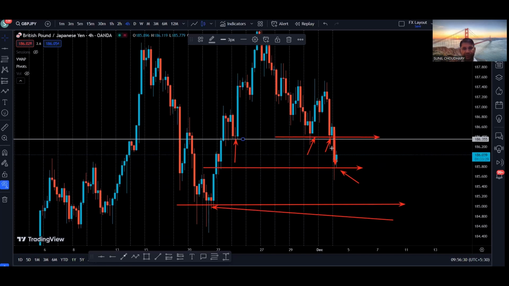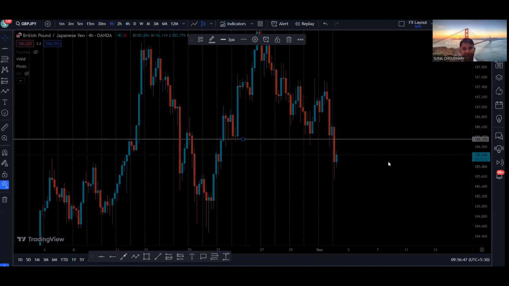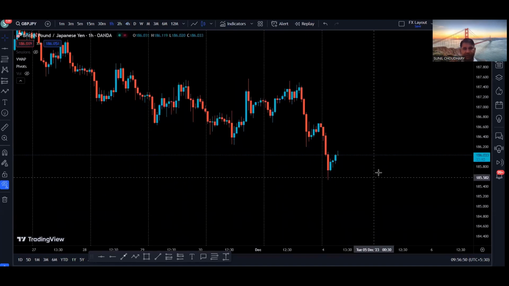We already broke this area, so right now price may come up, and if we reject this area, there is a higher probability price is going to continue to the downside, hopefully maybe breaking this support as well to continue going to the downside. Now let's go to lower time frame to find more details. We'll go to 1 hour time frame to find out what is happening on the 1 hour.